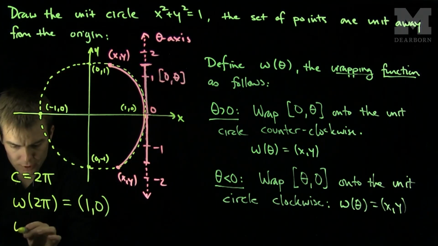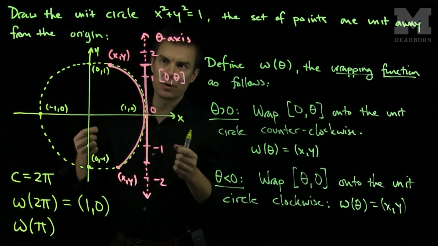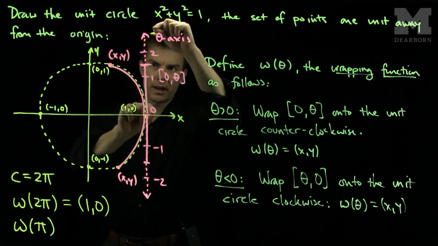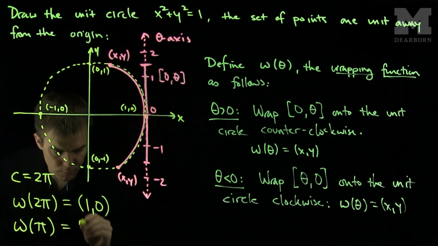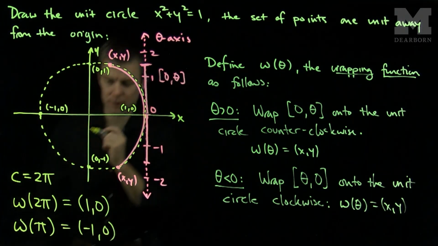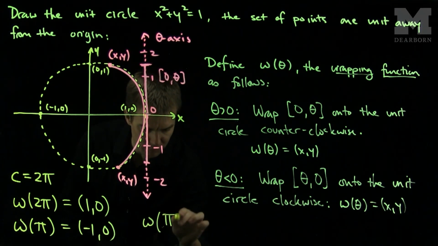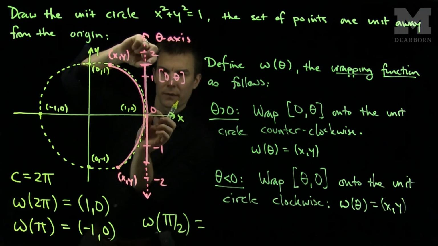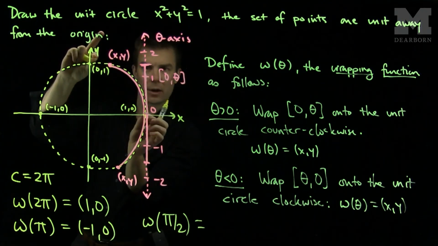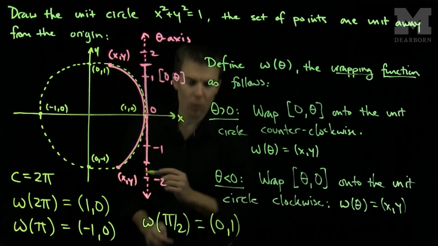The wrapping function of pi: well, pi is half the unit circle, so if I take an interval of length pi and wrap it around, I'll be exactly halfway across, and this will be the point -1, 0. If I did, for example, the wrapping function of pi over 2, that would be 1/4 of the circle. So if I took pi over 2 and wrapped it around, I get 1/4 of the way around the circle, and that would end at the point 0, 1.